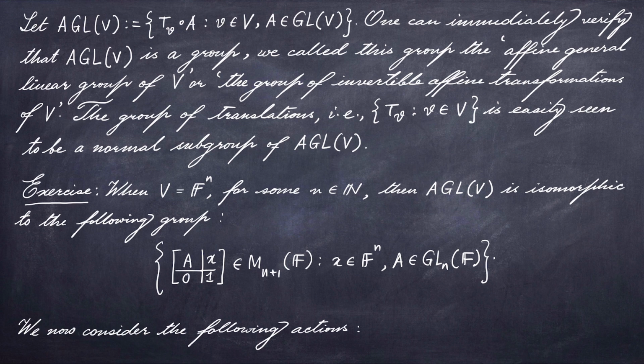So before we look at the actions of this affine general linear group, let's consider a special case of this, when V is the vector space Fn. Then it is easy to see that this affine general linear group is isomorphic to the following subgroup of GL(n+1, F).